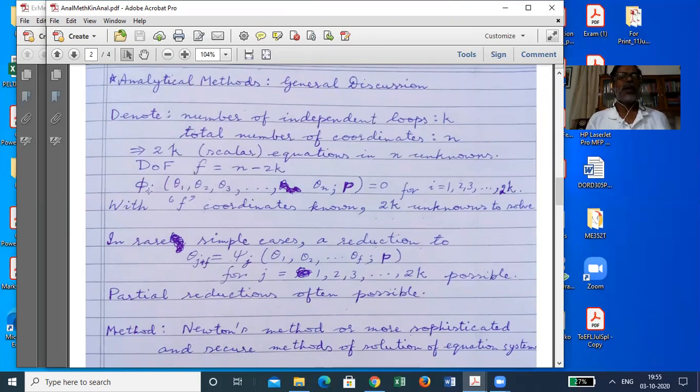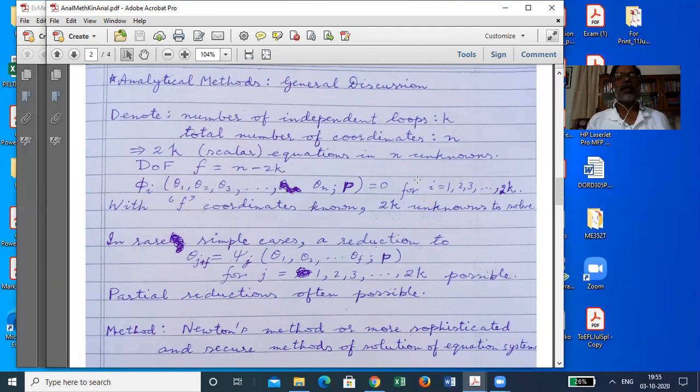So these 2k scalar equations in n unknowns, or n variables rather, you can say as phi i of theta 1 to theta n and the kinematic parameters of the mechanism equal to 0. These are typically implicit functions, so i running from 1 to 2k. So 2k equations you have got, and with f coordinates known, the rest of the 2k unknowns you have to solve from these 2k equations.